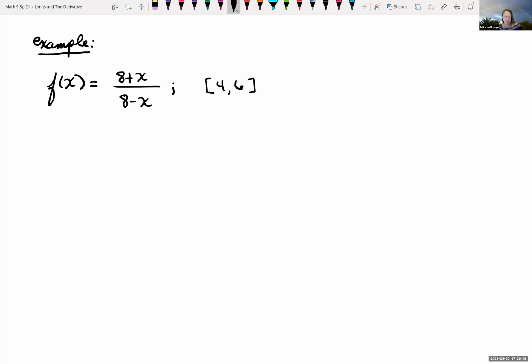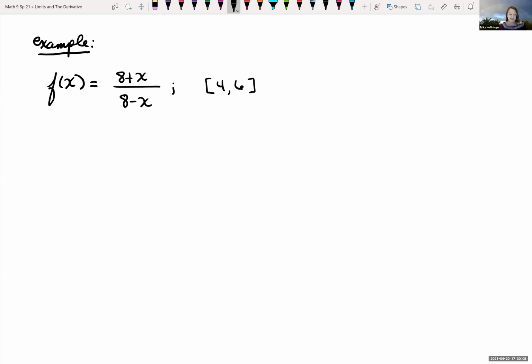Okay, so our next example, again, we're finding absolute max and absolute mins on a closed interval. This is the closed interval from x equals 4 to x equals 6. And our function f of x is a quotient, that's 8 plus x in the numerator, all over the denominator, the quantity 8 minus x.